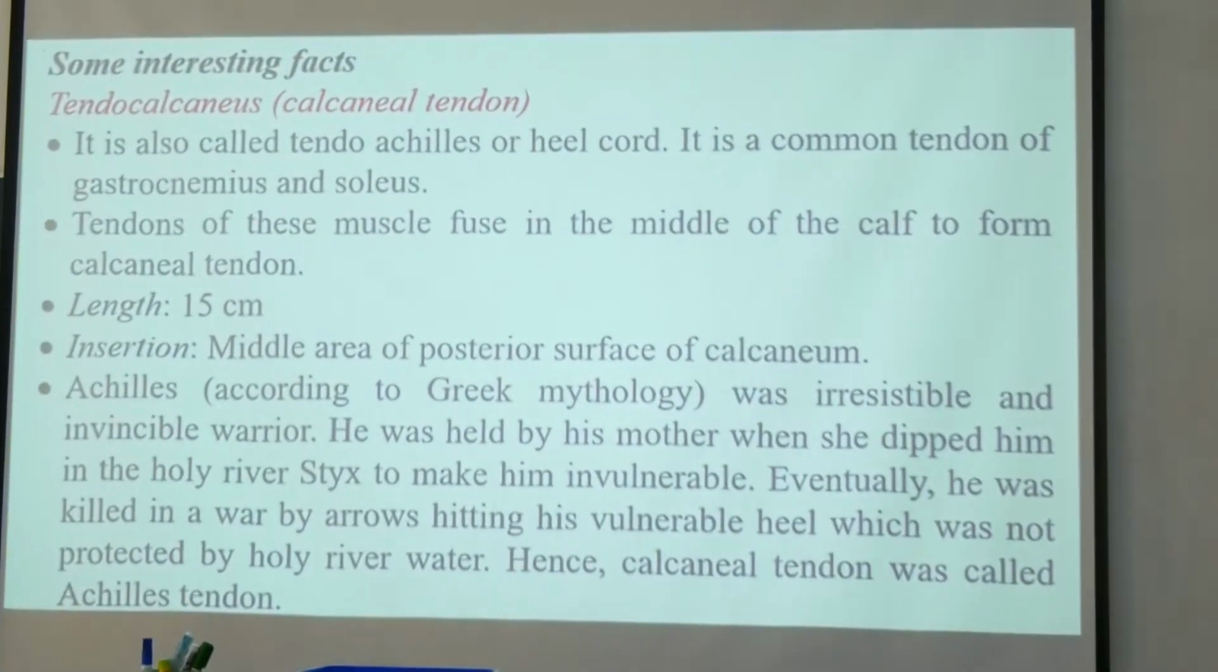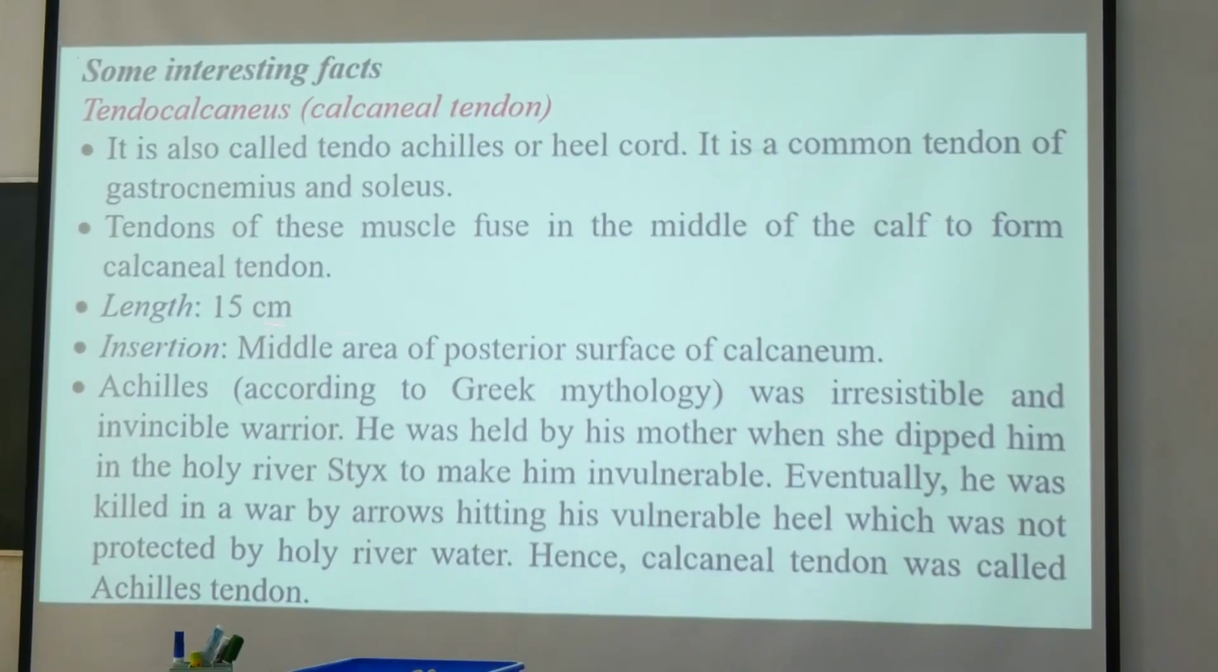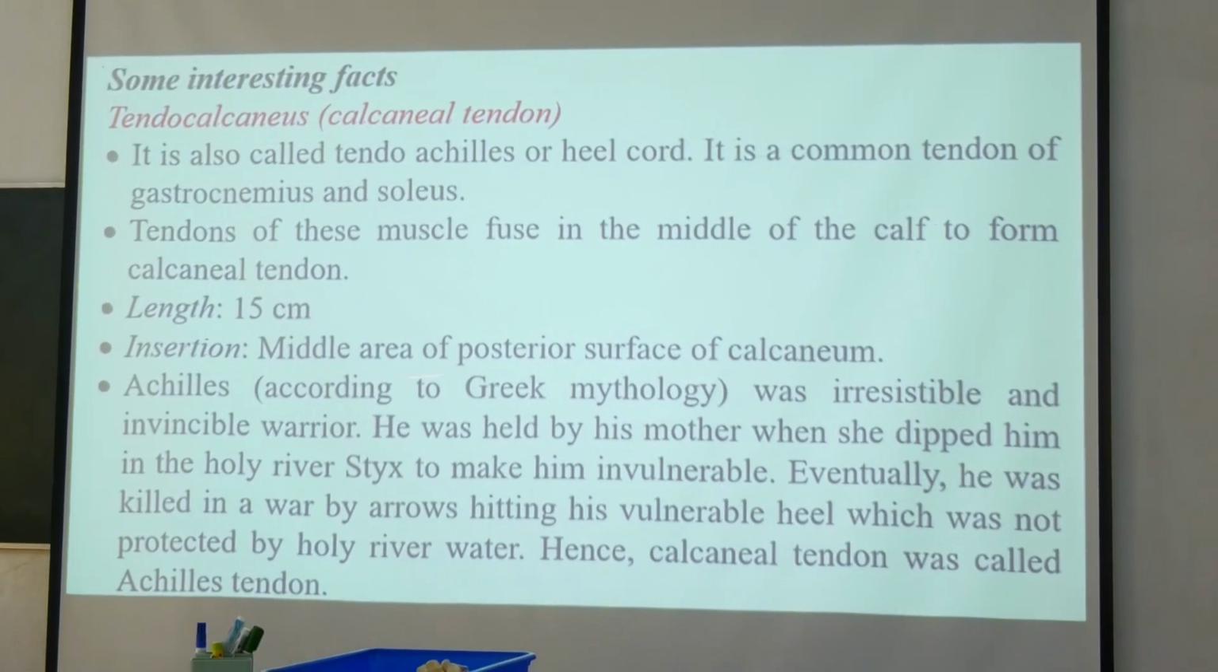Tendocalcaneus, you know, tendon of gastrocnemius and soleus. These two are together forming the tendocalcaneus, and it is inserting on the middle third of the posterior surface of the calcaneum. Okay, and plantaris is inserting medial to the tendocalcaneus if present. Sometimes plantaris is absent also, and it is also known as tendo-Achilles.